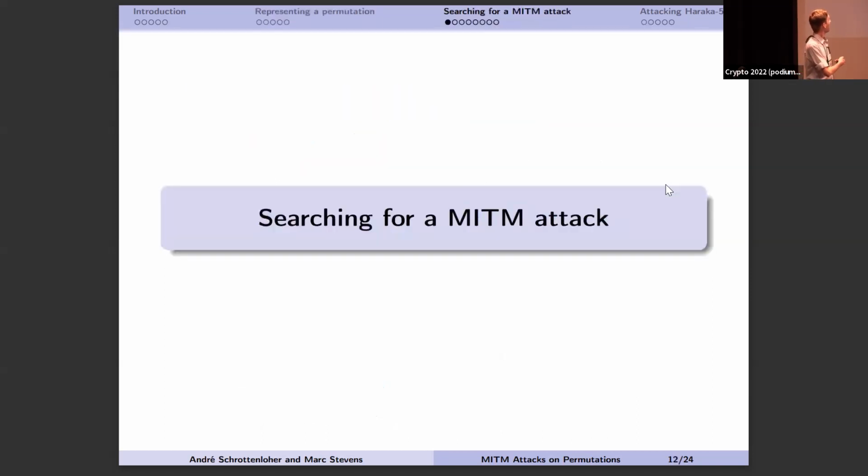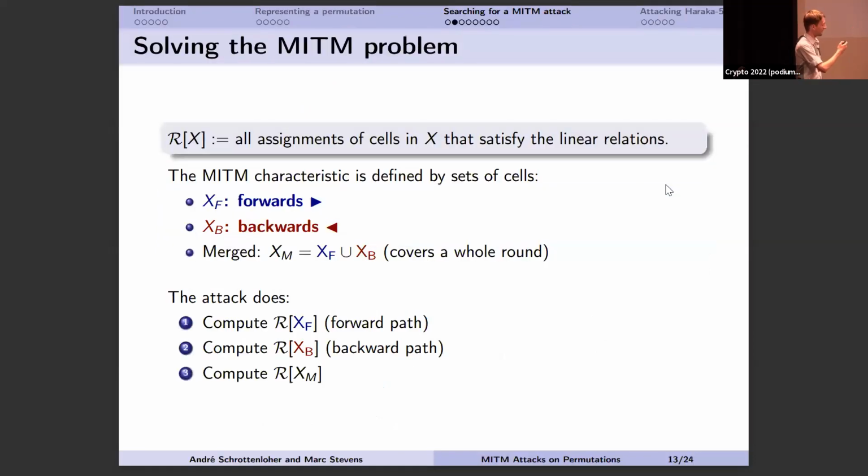So now let's find the attack. We're going to define the following. This is just a fancy way of saying what I said at the beginning of this talk, actually. The meet in the middle technique is just computing something forwards, computing something backwards, and then trying to merge, to match between the two. So we're going to define what I think we call a reduced list. If you take a set of cells in the graph, there are some relations between them, and you want to find all the assignments to these cells that satisfy other relations.